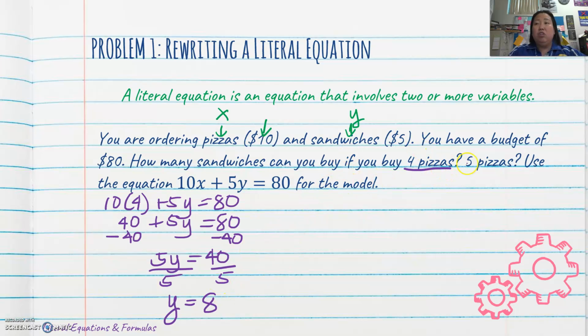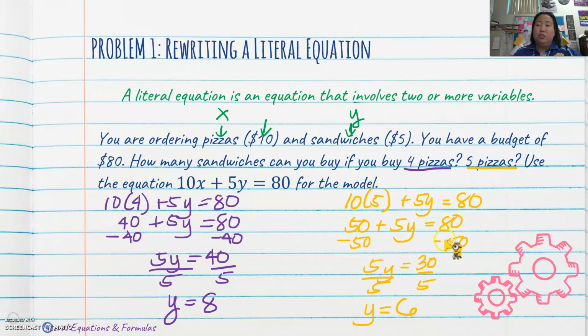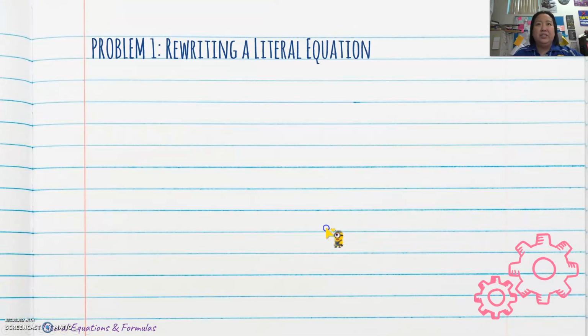So why don't you try the other part of the problem? What if you bought 5 pizzas? How many sandwiches will you be able to buy? Go ahead, try that. If you were able to solve for the number of sandwiches, you will be able to buy 6 sandwiches if you bought 5 pizzas using this model, okay? So let's have the next example.